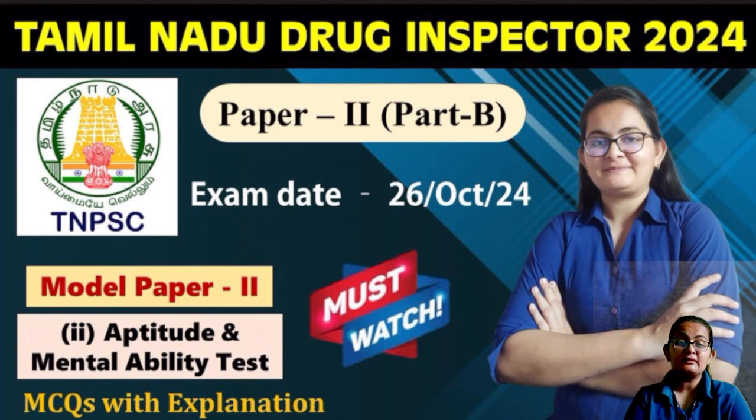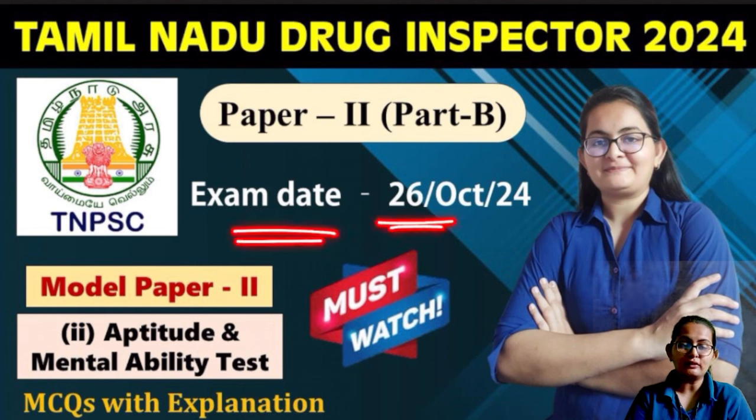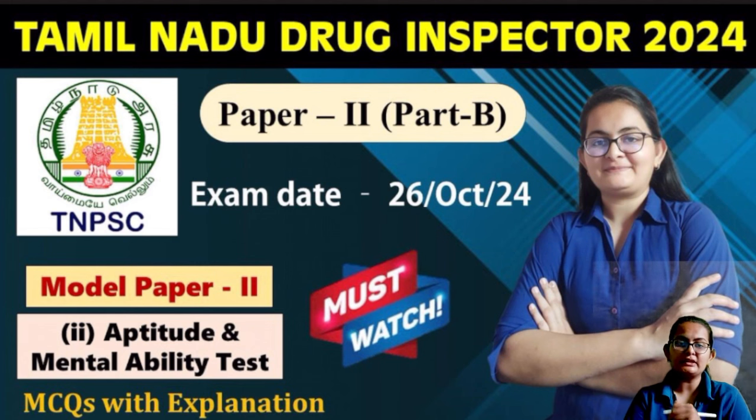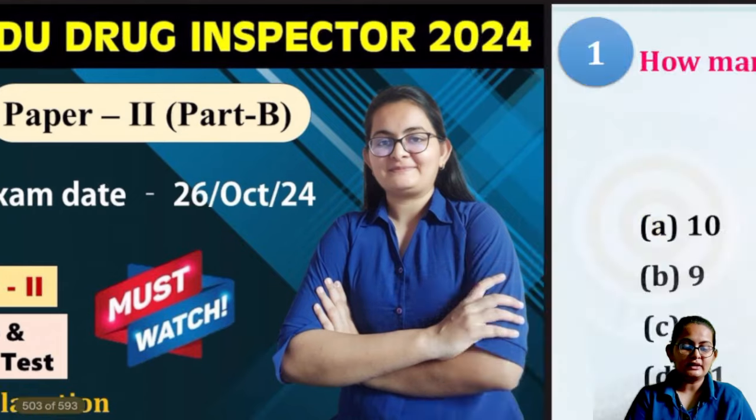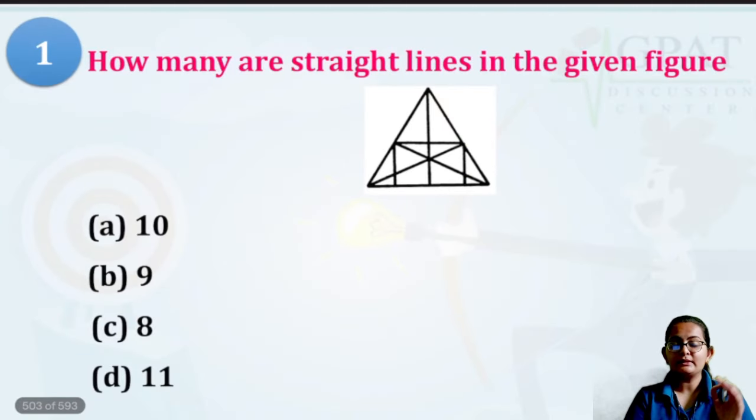In today's video discussion, we are going to talk about model paper number 2, and that too part B, in which we are going to look at aptitude and mental ability test for your upcoming drug inspector examination of Tamil Nadu state. The exam date is on 26th of October 2024, specifically for the non-pharma portion. So let's get started. Again, there will be 30 questions.